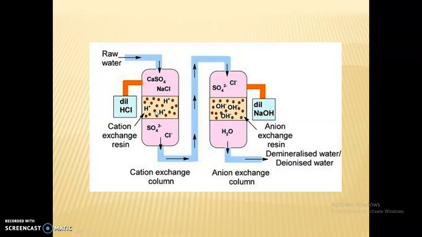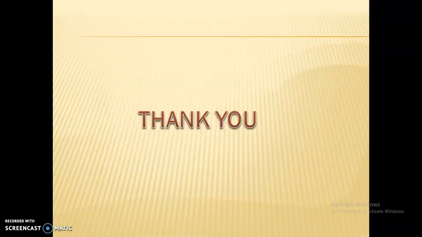Here for recycling, for the regeneration process, we have to add dilute HCl. If we pass dilute HCl through it, the H+ ions will be taken up by the resins and the calcium ions will be displaced. Similarly, for the anion exchanger, when we pass NaOH, the anions which cause hardness will be removed and OH- will be taken up. So these are the processes which we discussed. That's about today's topic. Thank you.